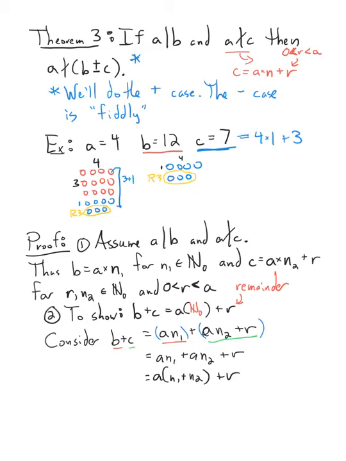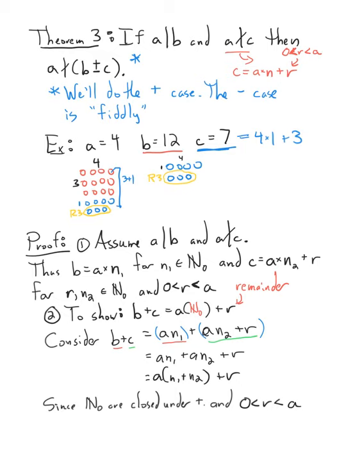So let's just say that n1 plus n2 is a whole number, and we're good to go, since the whole numbers are closed under addition. We know that, and I should say, just so it's very clear, R is a remainder, so R is a proper remainder. It's not 0, and it's smaller than A. It's smaller than the size of our groups.